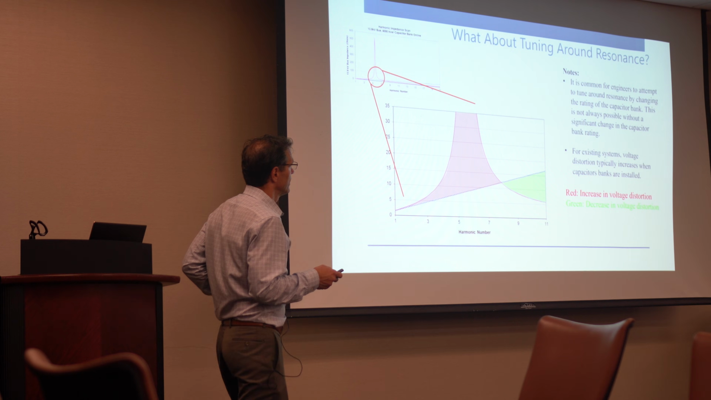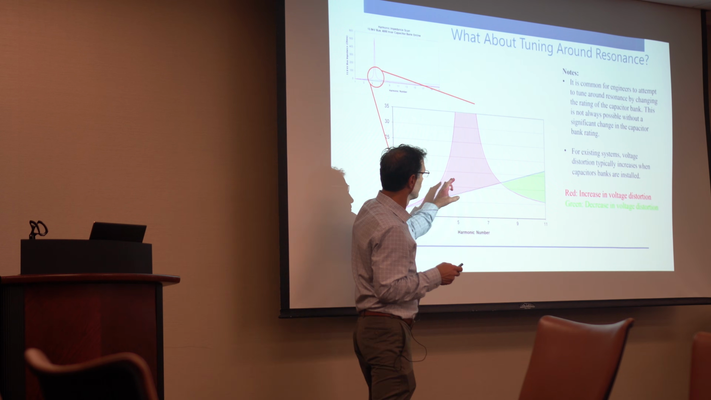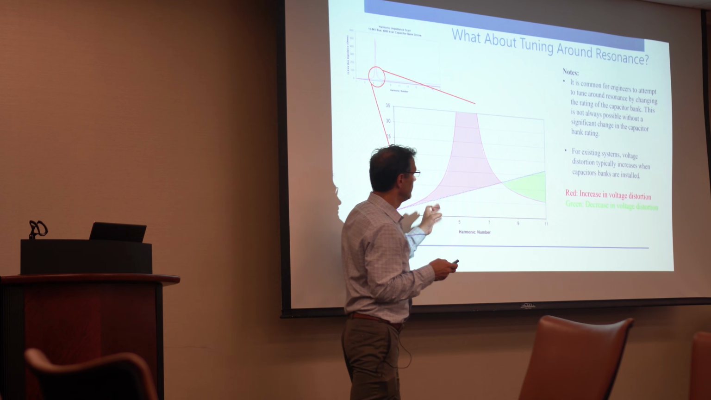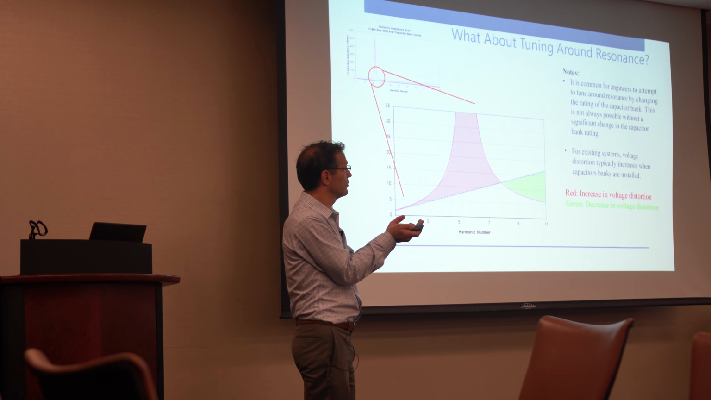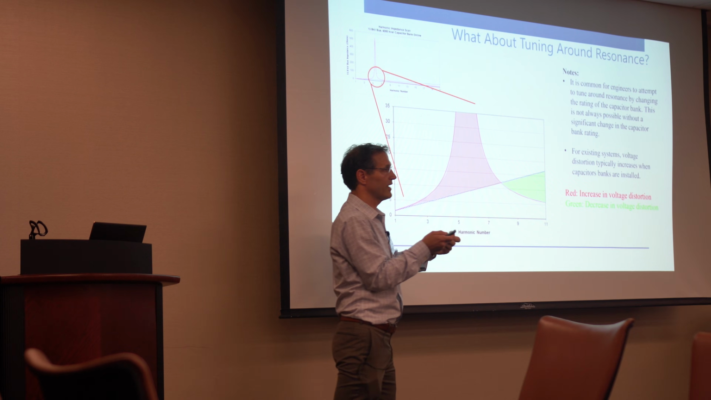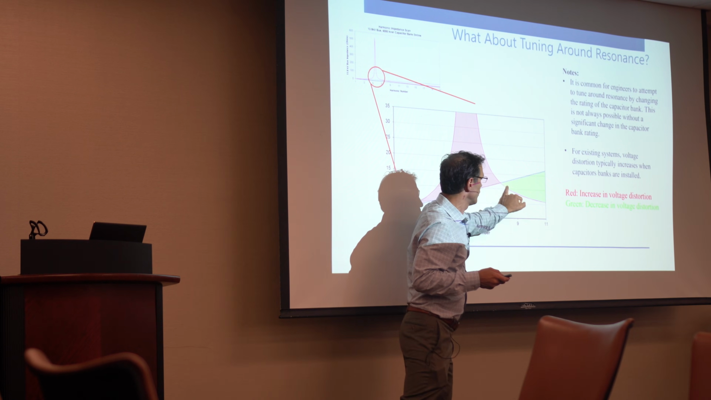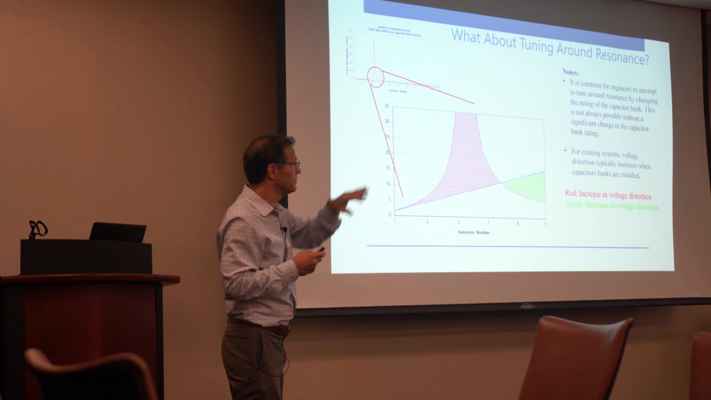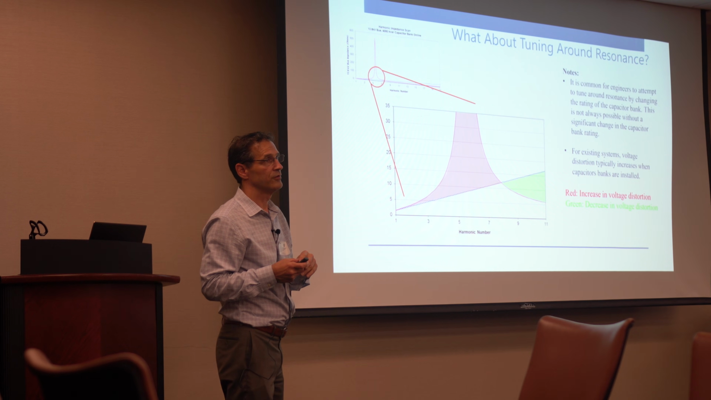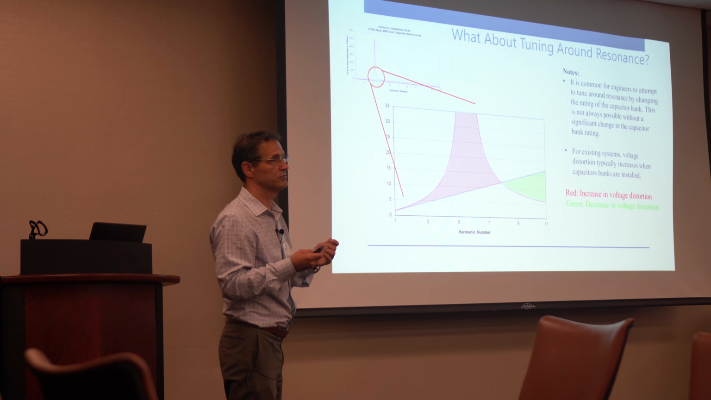And I kind of shaded in the areas. So the purple red represents areas of increased impedance, which means you added a capacitor and the result was increased voltage distortion because it added impedance to the network. But for harmonics above, say, the 8th harmonic, the impedance has dropped off, and we've actually reduced voltage distortion for that same current injection. So it's an interesting thing.